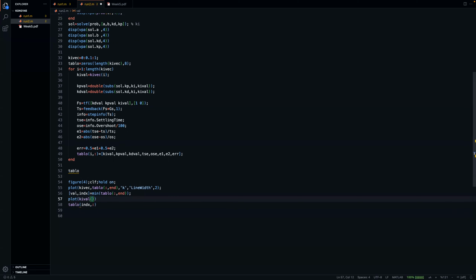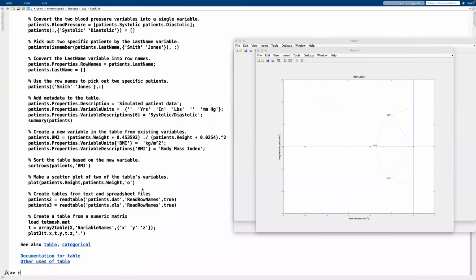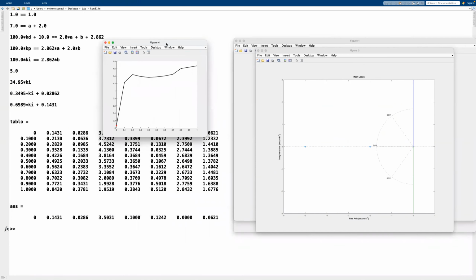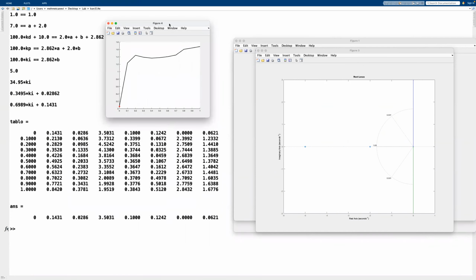And what we can do based on that is we can plot the optimal value. So ki vec index comma val, I don't know, maybe red square, line width 2, and that's basically it. So we can see we have this interesting shape here. We have this whole table here, and the best row seems to be the first row.